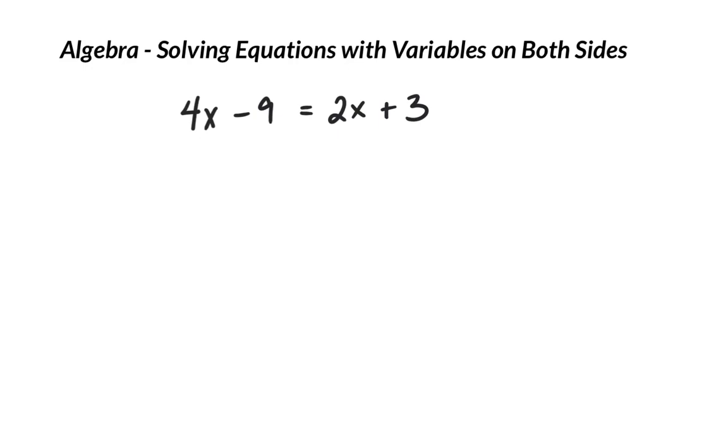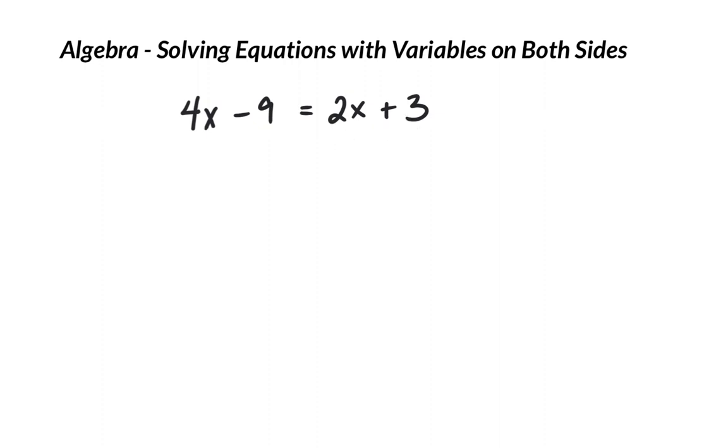Let's talk about how we might solve equations when the variables are on both sides of the equal sign. So you can see that we have an x here and we have an x here. And just remember, this is saying whatever x is, we take 4 times that number and subtract 9. And that's got to be the same as when we took that same number, doubled it, and added 3.